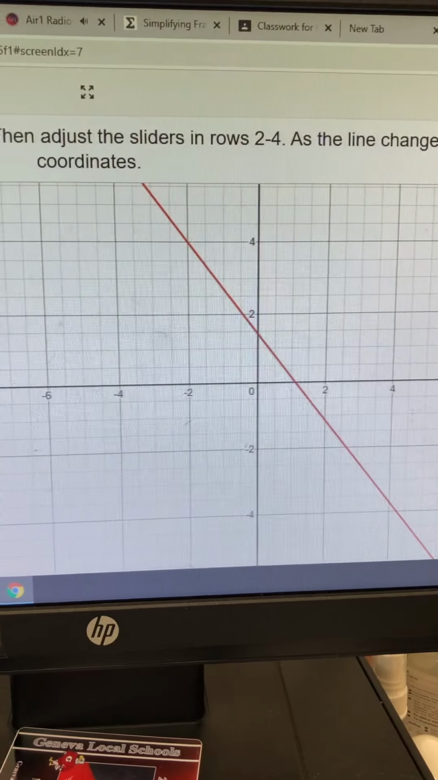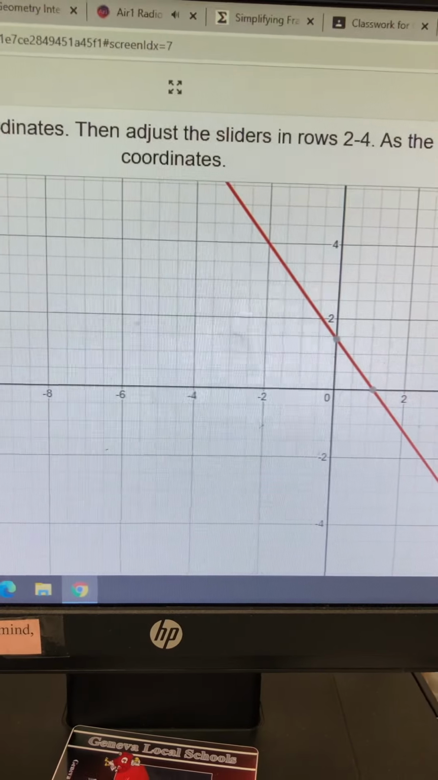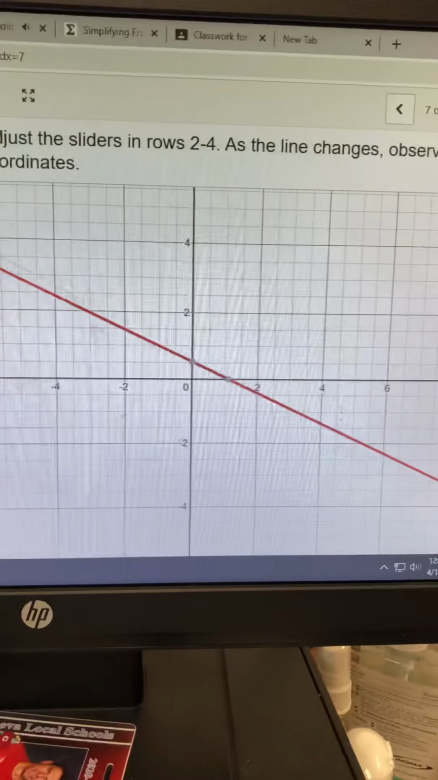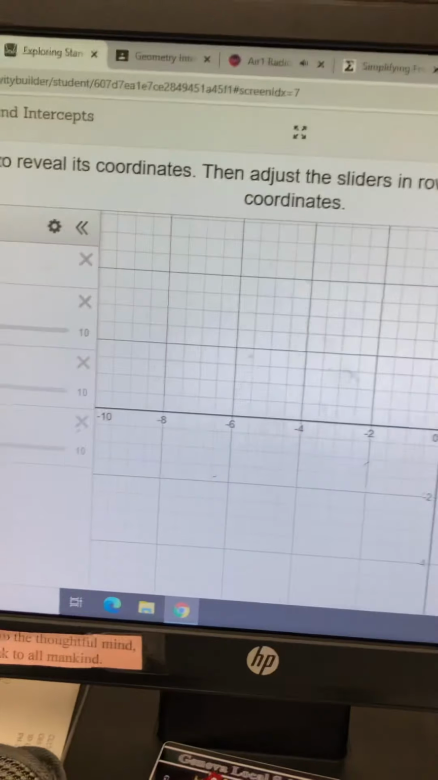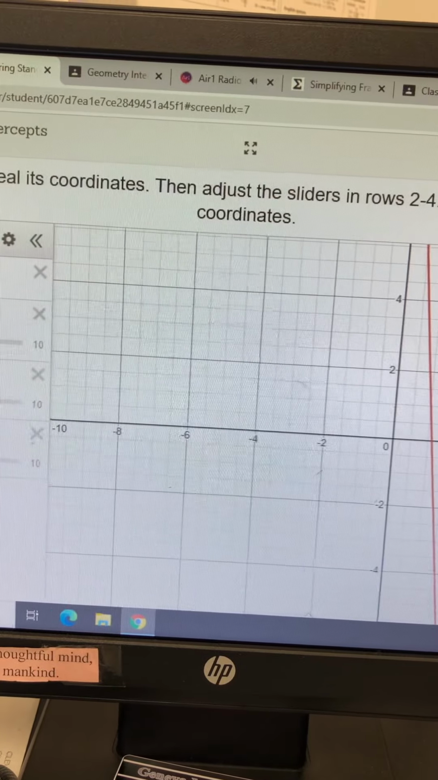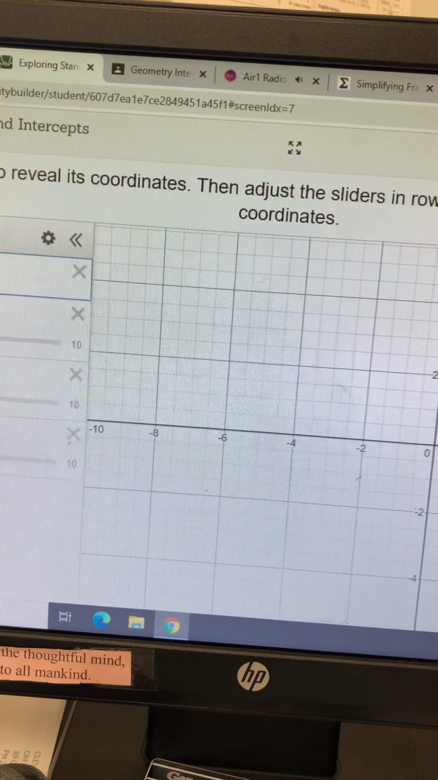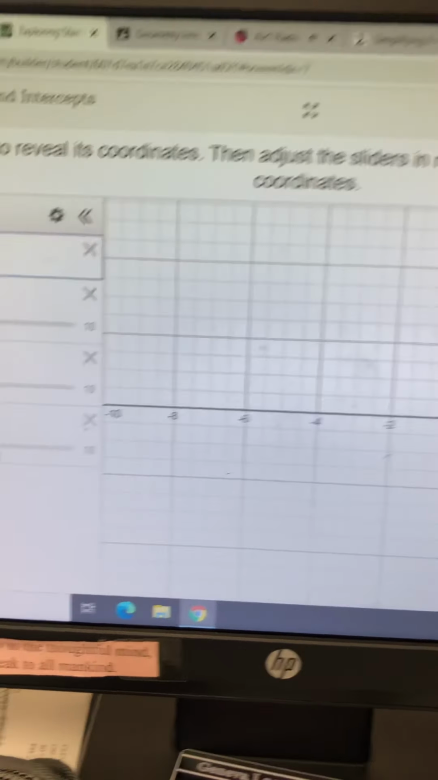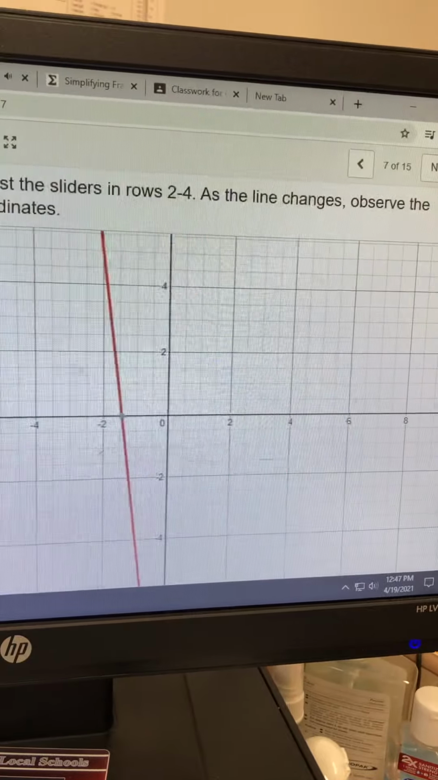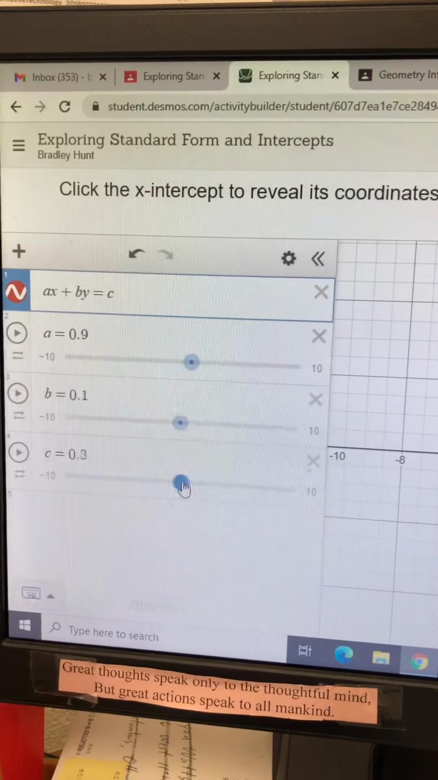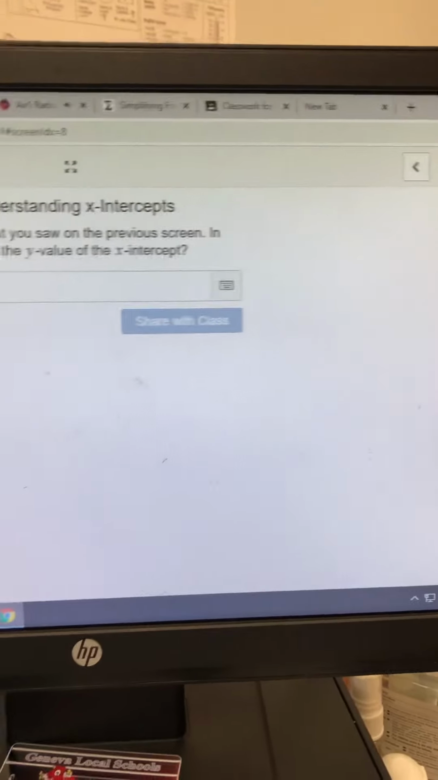The x-intercept does not change when I'm moving the B back and forth. And then, if I click that on again and I start moving the C around, it slides up and down right along with what I'm doing. Okay, so a little manipulation activity.